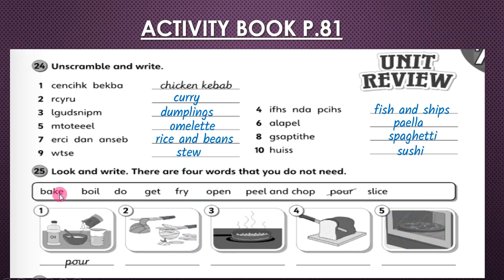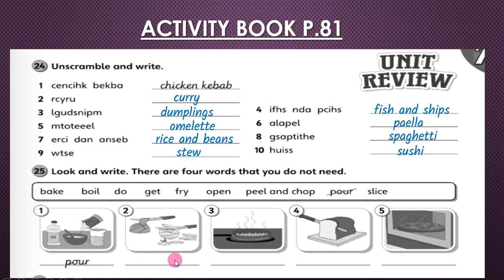Look and write. There are 4 words that you do not need. So we have here some cooking verbs or cooking equipment. Now there are 4 of them that you will not need, so you only need 4 and you're not going to use the other 4. So which is number 1? Number 1 is done for you.